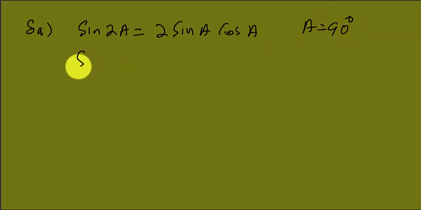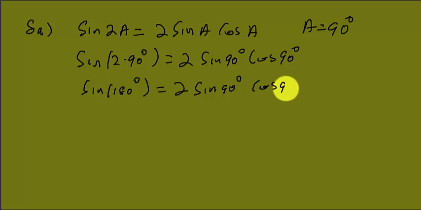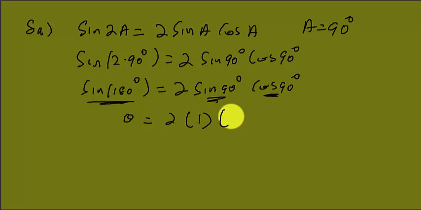So I'll plug it in. Sine of 2 times 90 degrees is the same thing as 2 times sine of 90 degrees times cosine of 90 degrees. Well, sine of 180 degrees is 0. Cosine of 90 degrees is 0. So 2 times sine 90 degrees, which is 1, times cosine 90 degrees, which is 0. That means 0 is equal to 0, so it works.